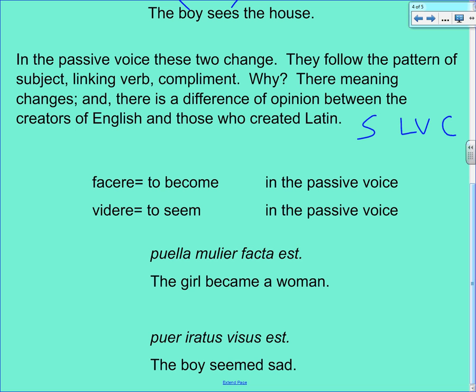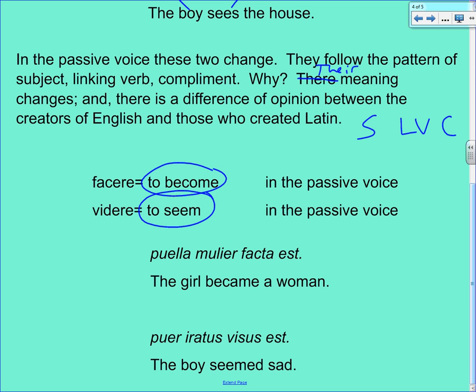Now, you're going to ask me why. And I know that you're going to ask me why. That's why I have that big Y there with a question mark. And I have the incorrect form of there. How about we make that ERI. Their meaning changes. And there is a difference of opinion between the creators of English and those who created Latin. So that's why we end up with this linking verb complement pattern. The people that created Latin and developed Latin grammar felt like the word become, which is what facere becomes in the passive voice, and seem act like be verbs.